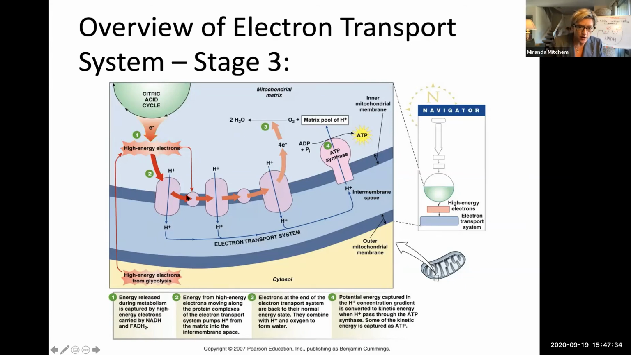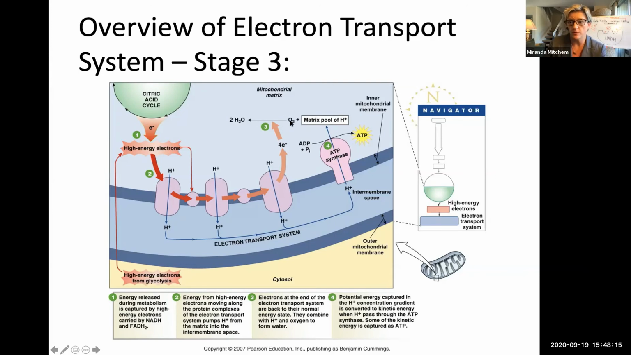So the electron goes through the chain, but the protons get pumped and they build up in this intermembrane space. So we don't want to forget about the role of the protons. There's so much focus on the electrons, but those protons are so important. And we have 3 pumps in the series of the electron transport machinery that's in that inner membrane. 3 proton pumps.